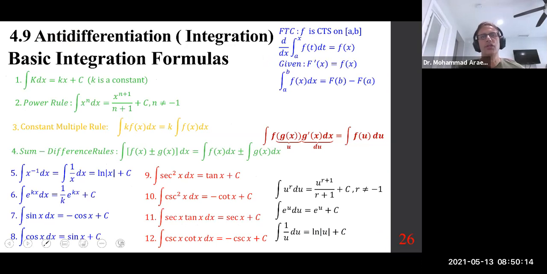Okay, anti-differentiation or integration. There are basic formulas hopefully everybody is familiar with. Just reverse the process of differentiation. So we have to be extremely comfortable with differentiation to be able to handle this.